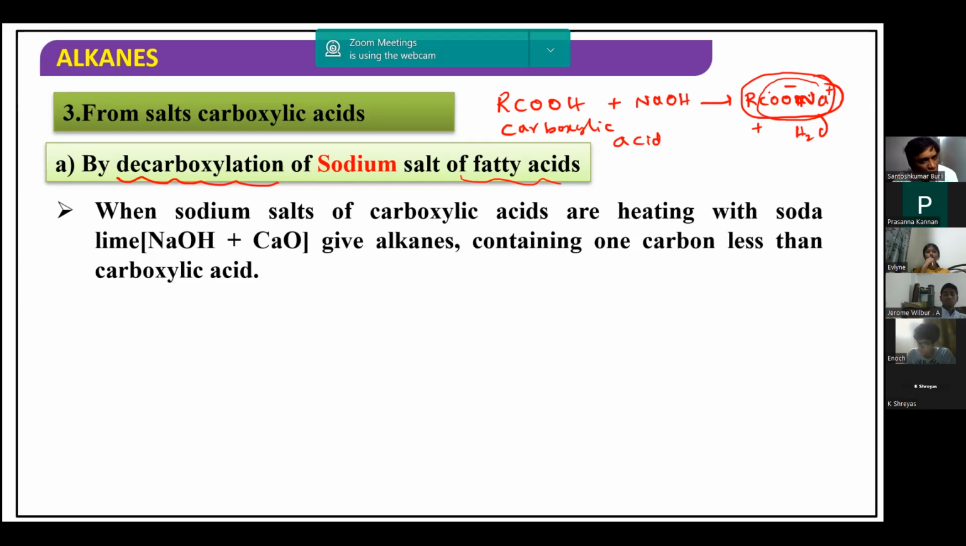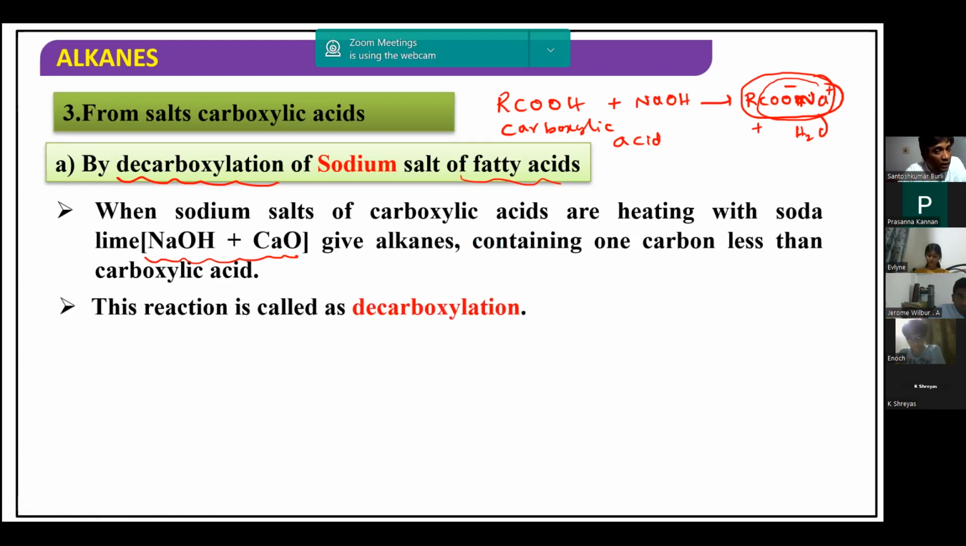For this decarboxylation, the reagent we use is a mixture of NaOH and CaO. This mixture of NaOH and CaO is called soda lime. It is known as soda lime, and it is a decarboxylating agent. Remember this, a very, very important reagent: NaOH plus CaO, decarboxylating agent.